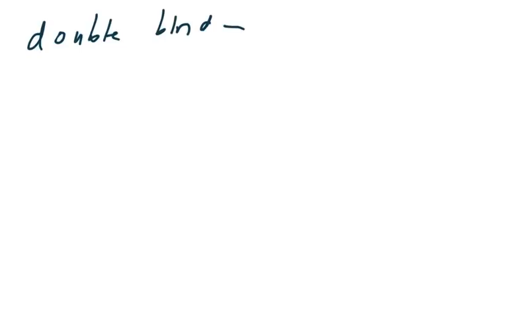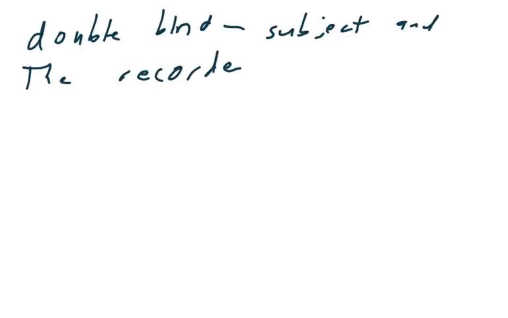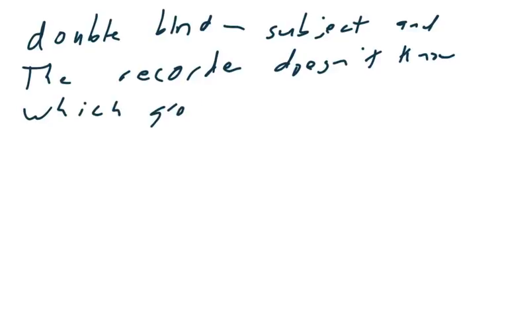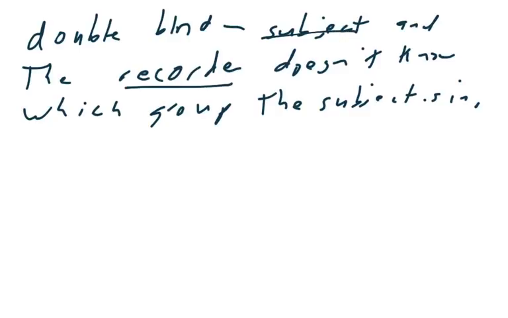Double blind is when the subject and the, I will say this for lack of a better term, recorder doesn't know which group the subject is in. At some point in time, someone's got to know, but that would be somebody else, not the subject or the person who's recording the information.